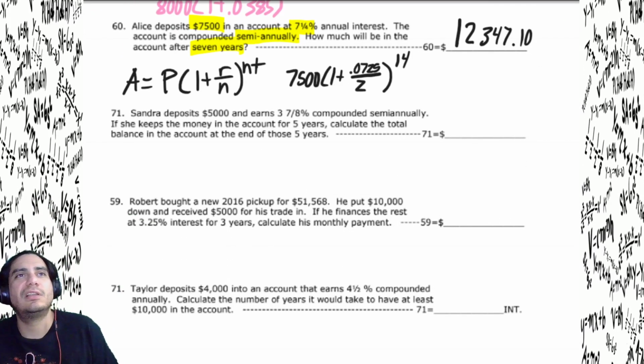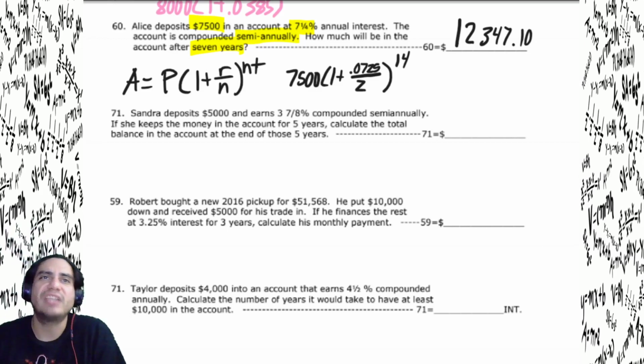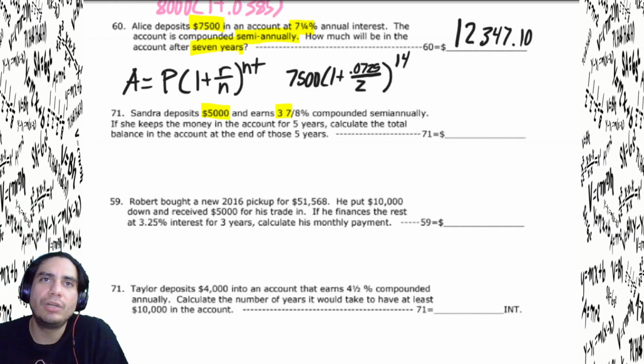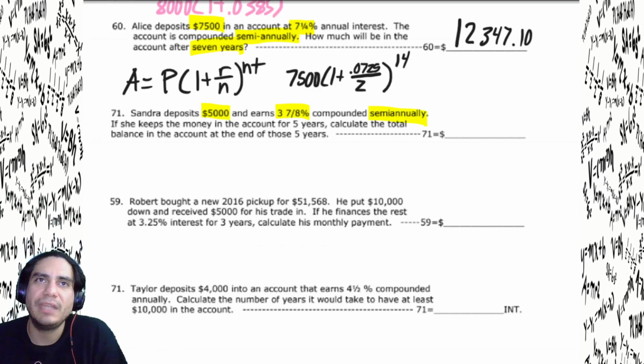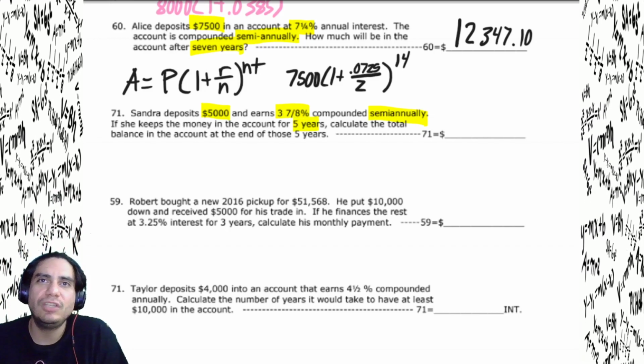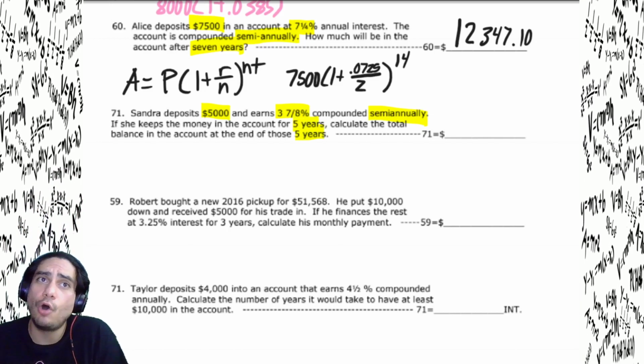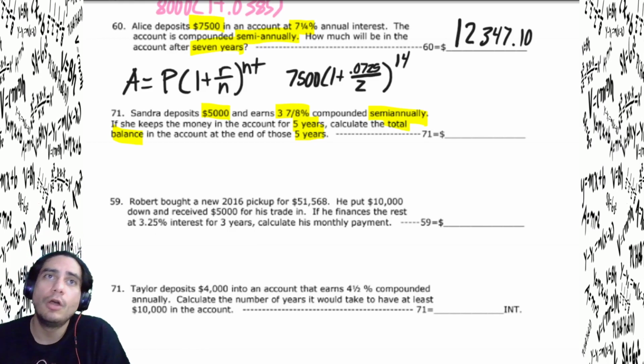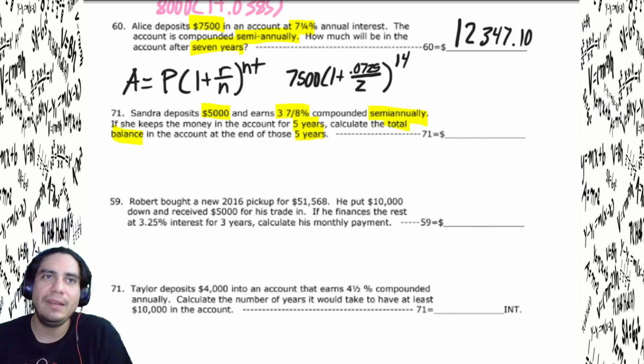Let's do the next problem. We got ourselves Sandra. Sandra deposits $5,000 at 3 7/8% compounded semi-annually. She keeps the money in the account for 5 years. Calculate total balance. Total balance is another word for accrued amount, or the A. It's the same thing in those 5 years.